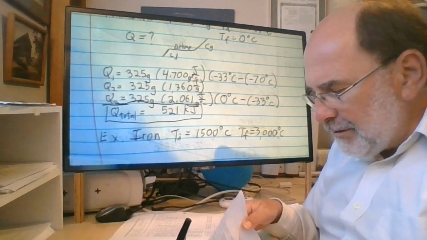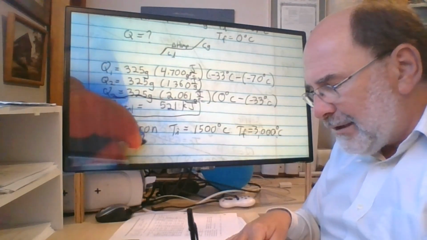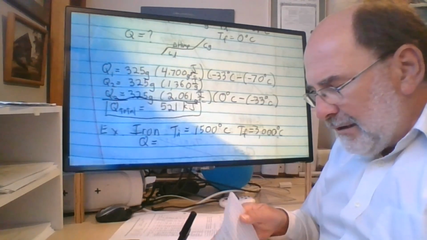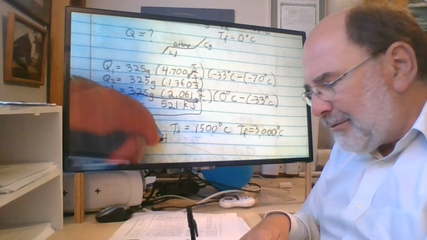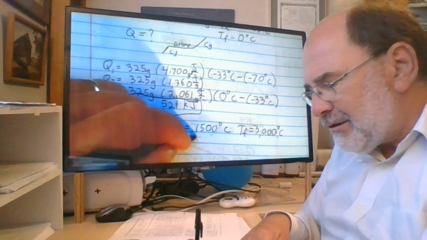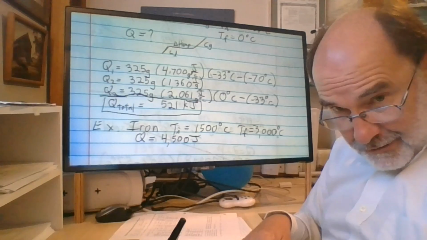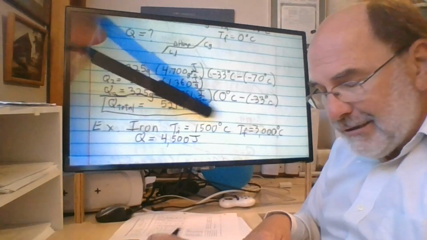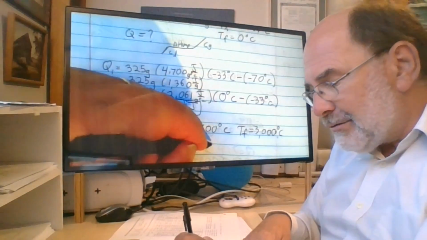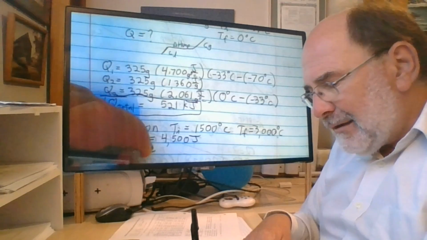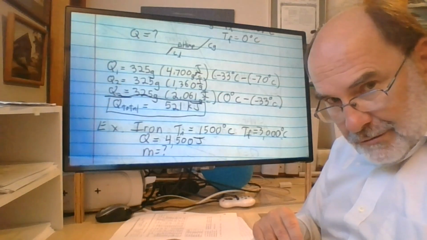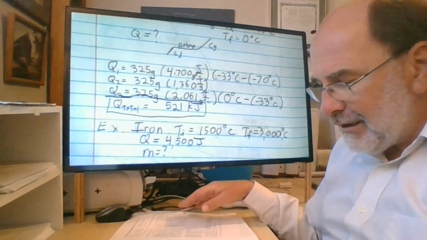And I'm going to use a total energy to do this. Wow, this seems so small. 4,500 joules of energy is all I have available. I need to start here and end there. And so therefore the question becomes, how much mass can I use that starts here and ends there?